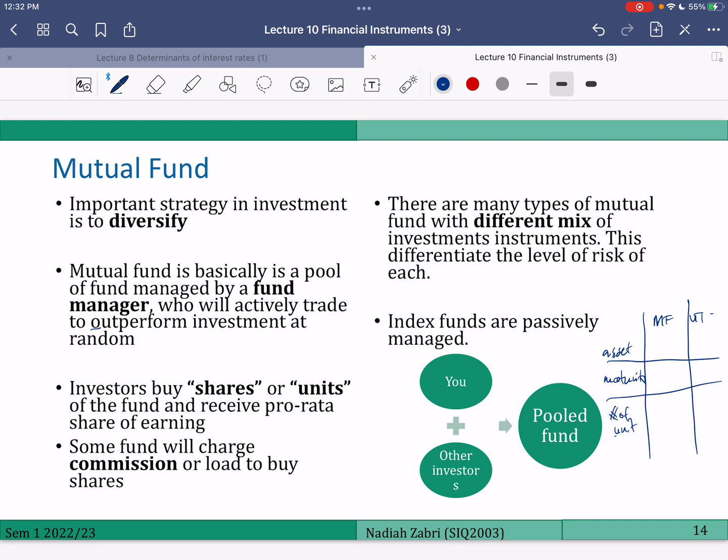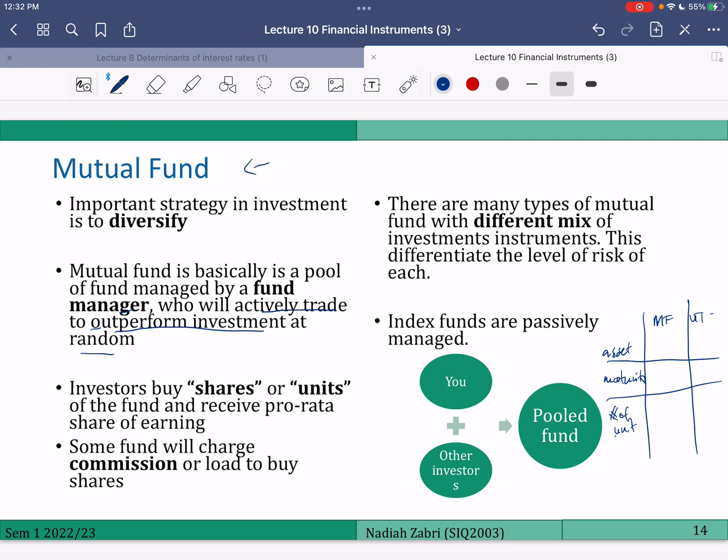It's less volatile because it's not dependent on just a small number of instruments. Mutual fund is basically a pool of fund, and it is managed by a fund manager. This fund manager will actively trade the assets in the fund to outperform the investment return at random. Investors will buy shares or units of the fund and receive a pro rata share of earnings. Have you heard the word unit trust? What I discuss with you now is mutual fund, but there's also another concept called unit trust. Unit trust is also a pool of assets.